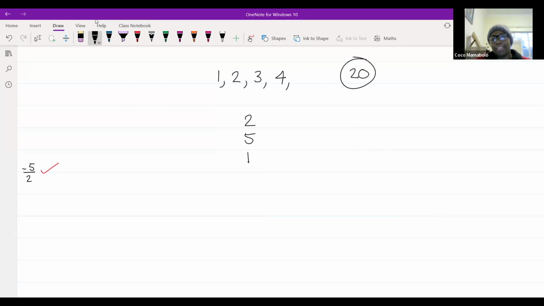I pick 1. What number do you pick? 4. Sorry, if I pick 1, that takes us to 6. What number do you pick? 4. Good. That takes us to 10. I pick 4. That's 14. What number do you pick?